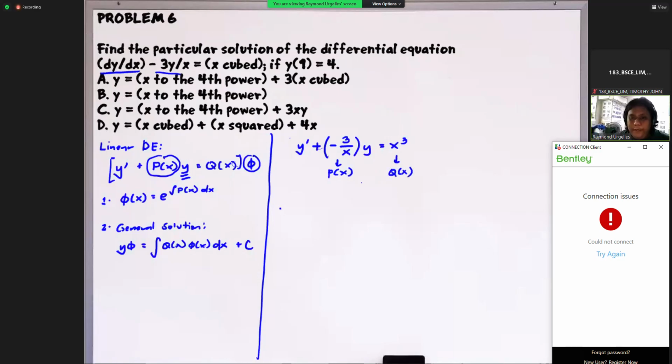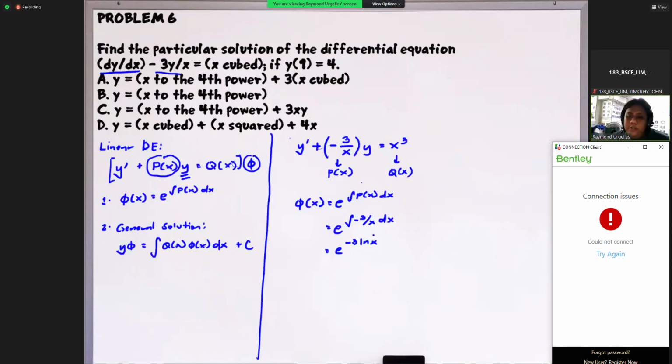So therefore, first step natin is to solve for that integrating factor. Again, this is given by e raised to integral ng p of x dx. So this is equal to e raised to integral ng negative 3 over x dx. Negative 3 is constant, so we can factor that out. Ang integral ng dx over x ay ln of x. Note, hindi na natin kailangan lagyan dito ng plus constancy, kasi magka-cancel lang siya dun sa buong equation natin later on.